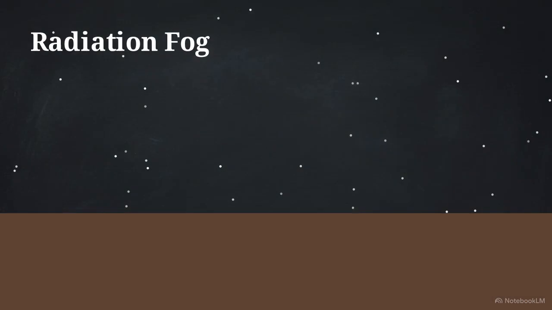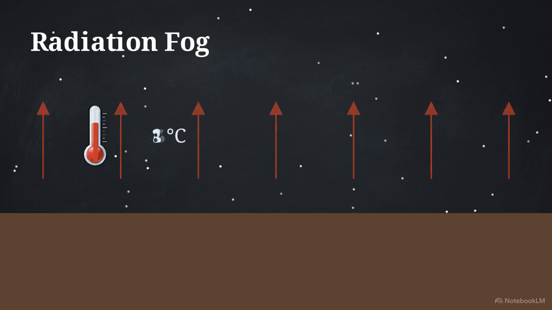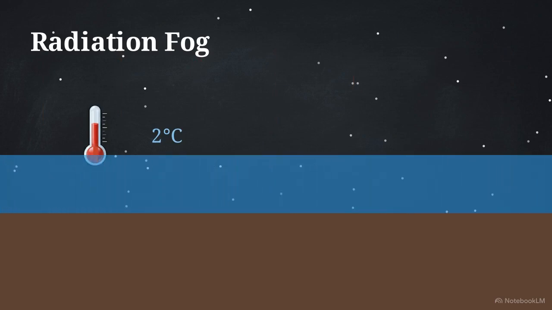This cross-section shows radiation fog. It is an entirely vertical exchange. After sunset, the ground radiates its stored heat straight up into space. The layer of air touching the soil cools rapidly, reaches saturation, and forms a dense, low-lying blanket.